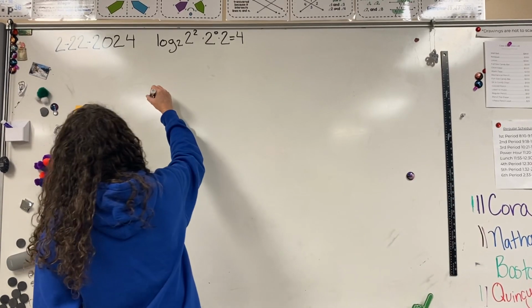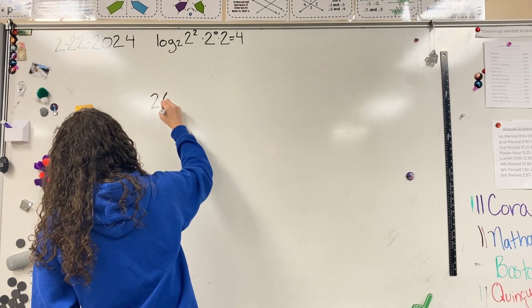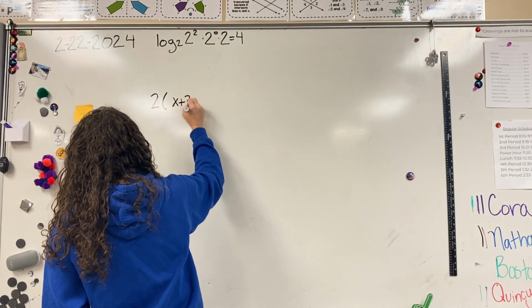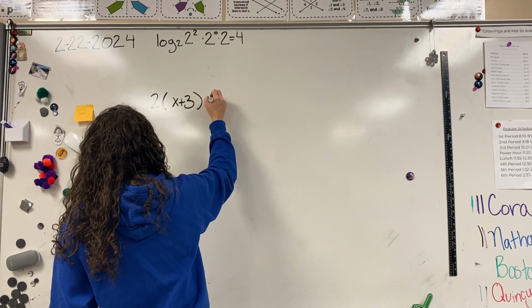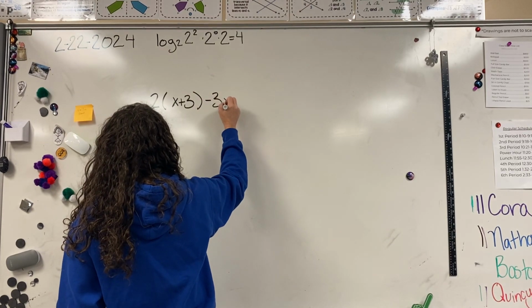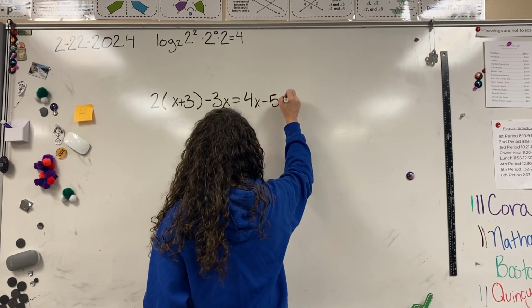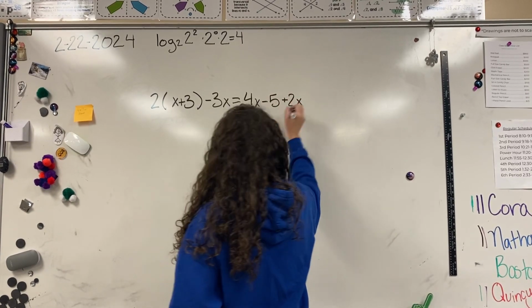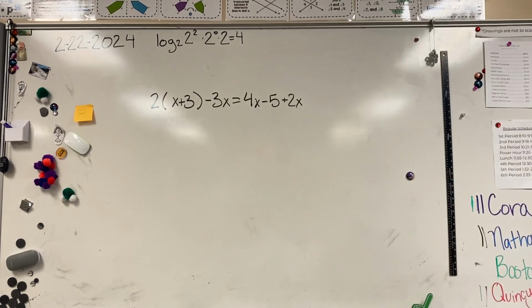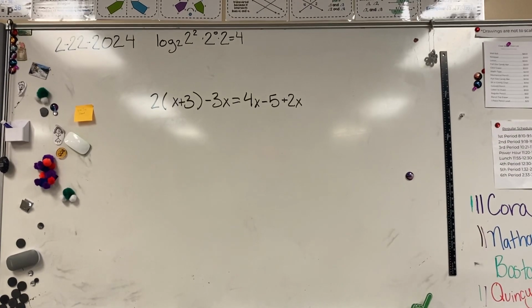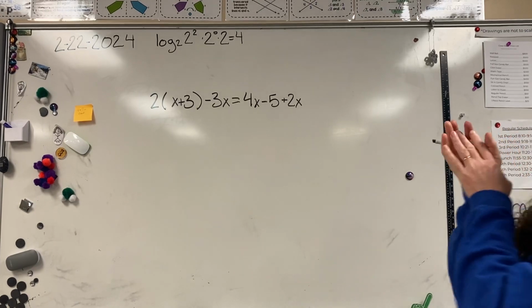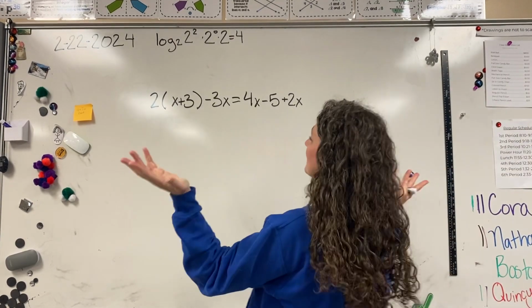So let's say I have 2 times x plus 3 minus 3x equals 4x minus 5 plus 2x. Wow! There's so much to that. Can we do this? Yeah. We can do this. Okay, so what are we going to do first?